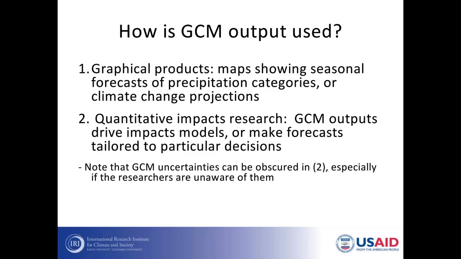How is GCM output used? We can distinguish graphical products, maps showing seasonal forecasts of precipitation categories, for example, or climate change projections like the one in the previous slide. Secondly, quantitative impacts research. GCM outputs are used to drive impacts models to make forecasts tailored to particular decision needs. Note, though, that GCM uncertainties can be obscured in the second case, especially if the researchers are unaware of them, which is often the case.